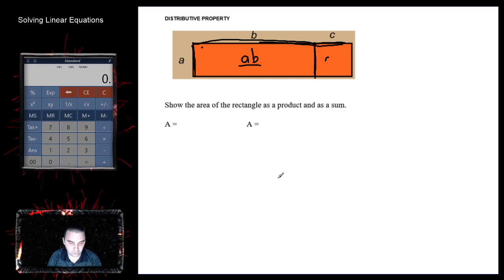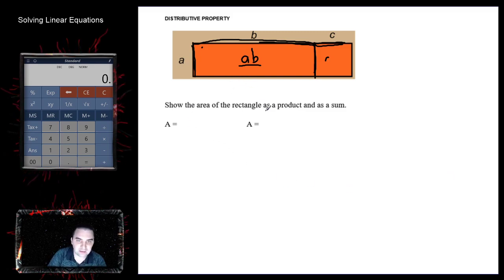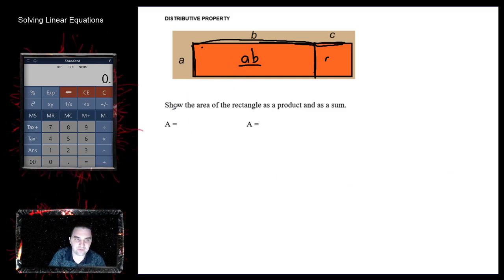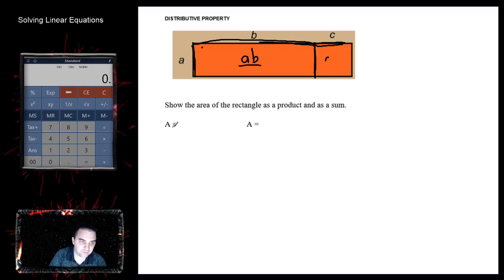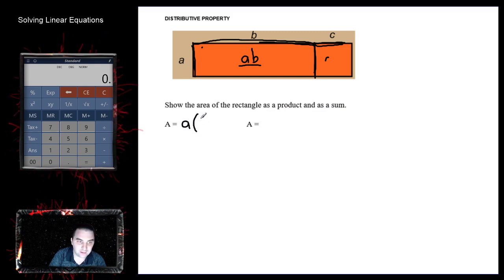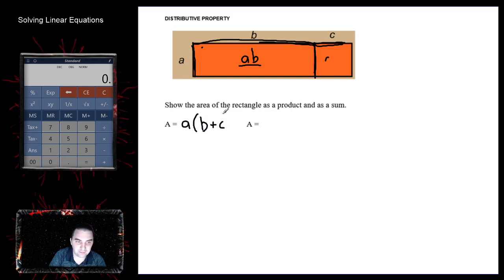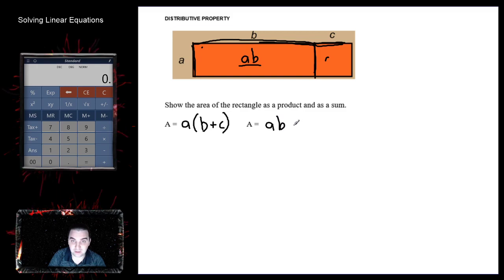All right, let's move on with the actual stuff, and it'll come together. So it says show the area of the rectangle as a product and as a sum. So the area of the rectangle as a product is A times B plus C, and it's also as a sum AB plus AC.